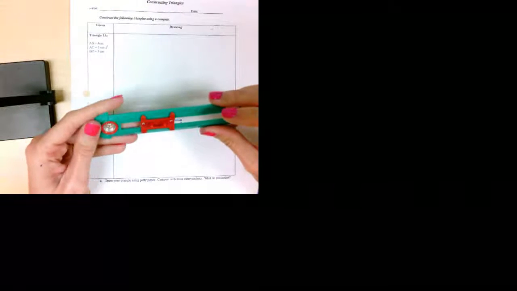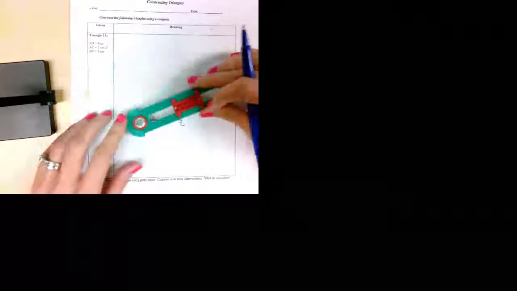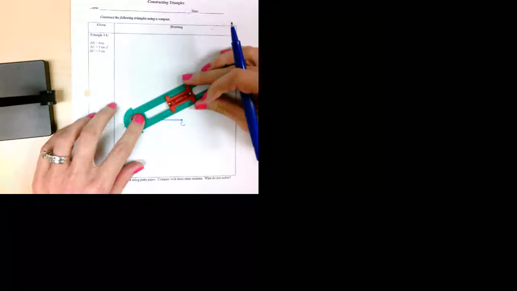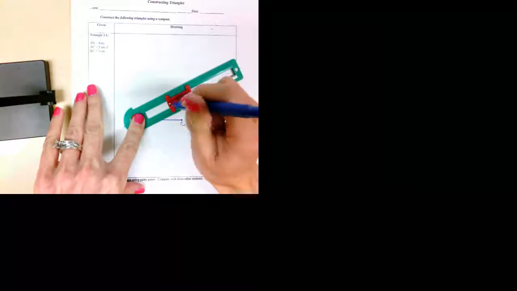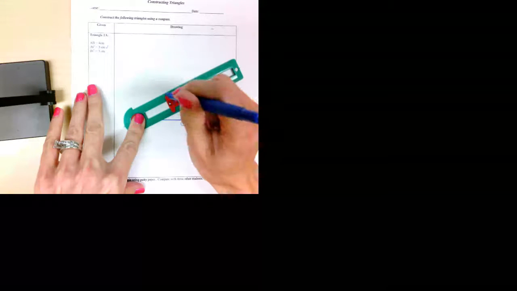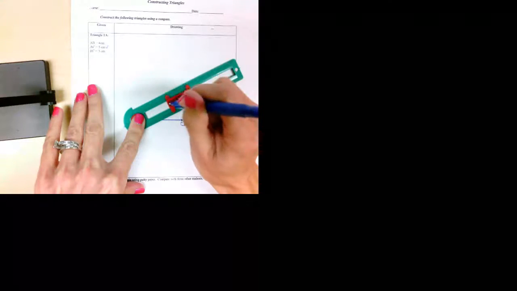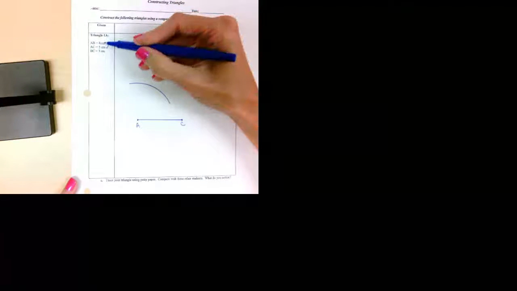I'm going to take my safety compass, move the measurement to 4. Then since it's AB, I'm going to lay the center of my compass down on A. Make sure I put my finger down to hold it securely. Put my pencil in the hole next to the 4 and draw an arc. So that was for our AB.